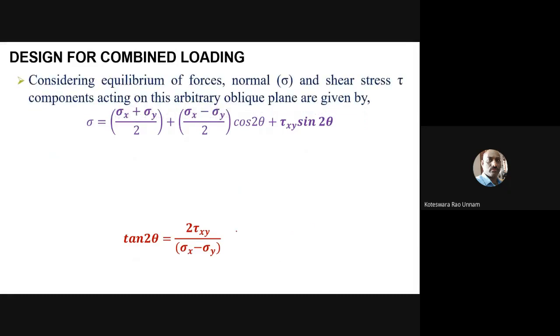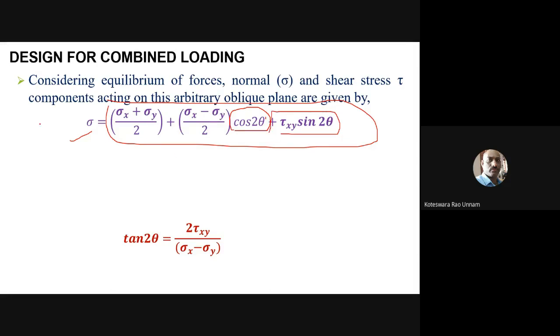So now, for that inclined plane, if I want to find the magnitude of the normal stress, this is the formula you need to consider: sigma x plus sigma y by 2, plus sigma x minus sigma y by 2 into cos 2 theta, where theta is the inclination of the plane with respect to horizontal, plus tau xy sin 2 theta.